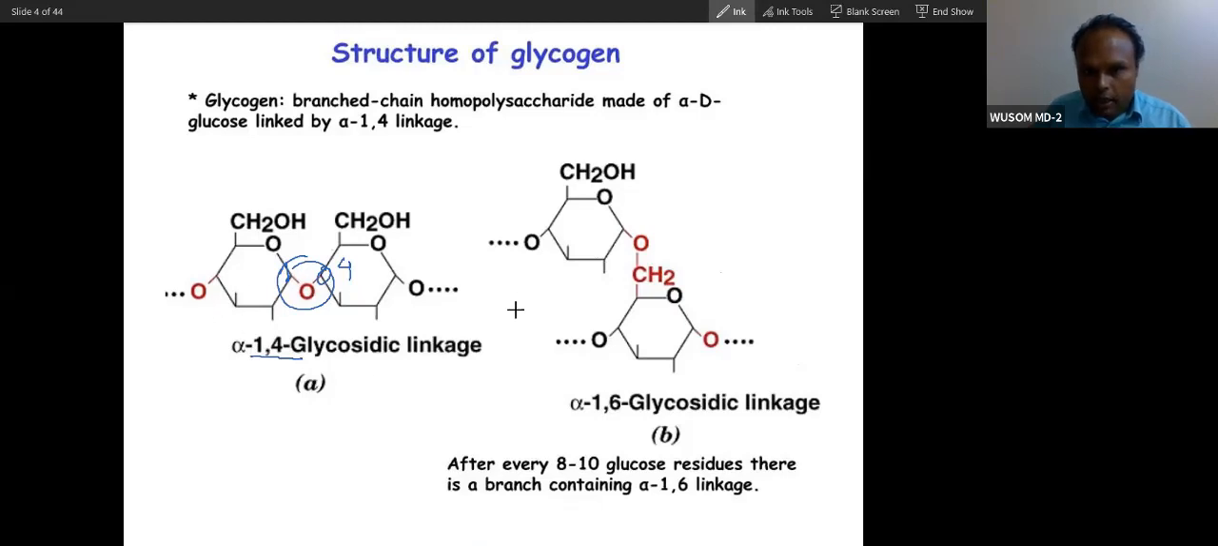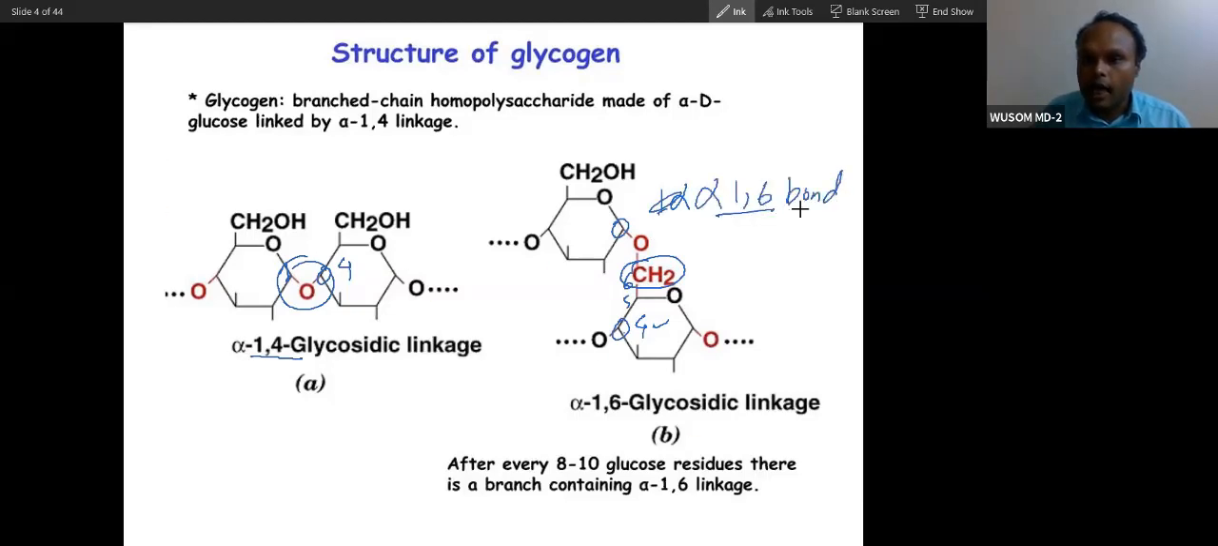In a straight chain there will be alpha 1,4, but the number 4 carbon is always engaged in this straight chain. So there is no freedom for this number 4 carbon to make a bond with another glucose, and in its place the number 6 carbon helps. So this is 4, this is 5, this is the number 6 carbon. The first carbon of the branching glucose will bind to this 6th carbon. This is why it is called an alpha 1,6 bond.